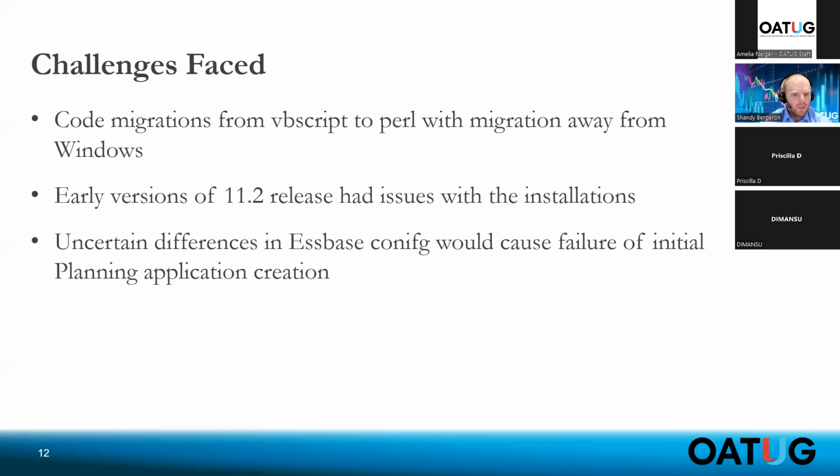And then another one that really surprised us was there were uncertain differences in the SBase config that we would put in place at first, and it would actually cause a failure of the initial planning app creation. So whether we did an import or whether we did an initial outline creation manually and then imported data and such artifacts on top of that, for the life of us at first, we could not get the config to take. It would always fail.